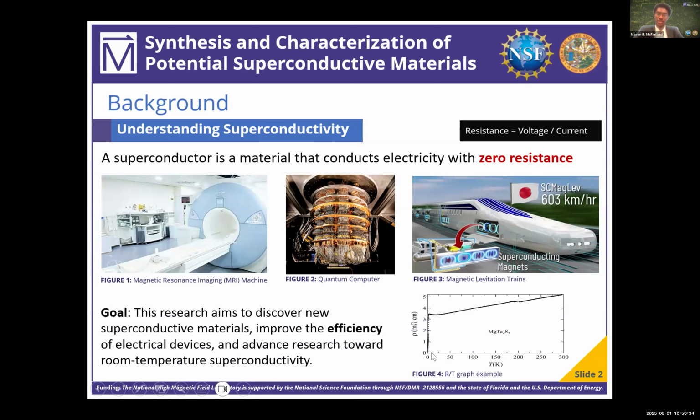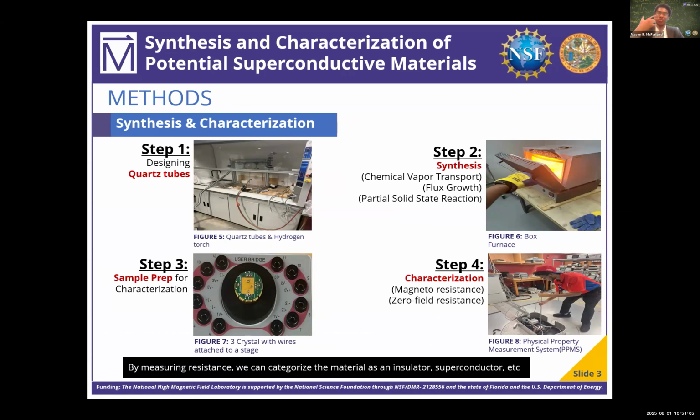In the synthesis process, we program a box furnace, and our synthesis techniques are chemical vapor transport, flux growth, and partial solid state reaction. Now that we made our crystals, we'll move over to step 3, which is the sample prep for characterization.